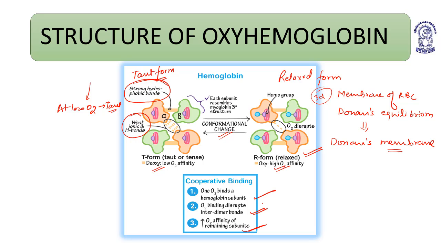Each subunit resembles myoglobin tertiary structure. Each subunit of hemoglobin resembles it, in this subunit like beta form. This is beta form, this is alpha form. So each subunit resembles a myoglobin tertiary structure.